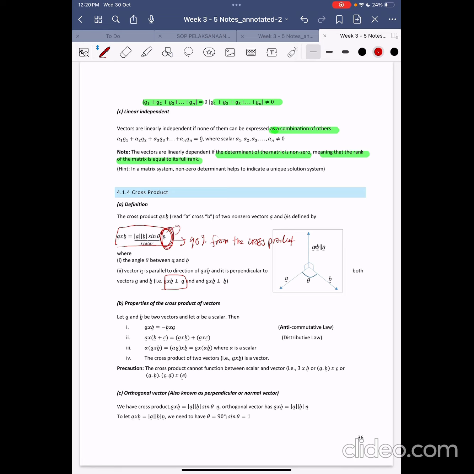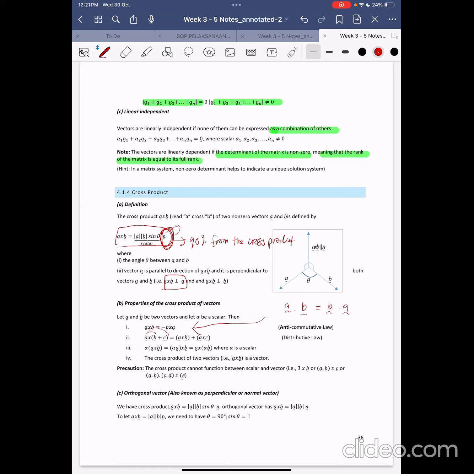The property here: you still remember that A dot B is equivalent to B dot A, because you get a scalar, but that's not the case for the cross product. A cross B is equivalent to negative B cross A. If vector A is multiplied with a bracket, the distributive law is still the same, where you cross each term. And if multiplying with a scalar, it's the same thing: you multiply the A cross B with that scalar.